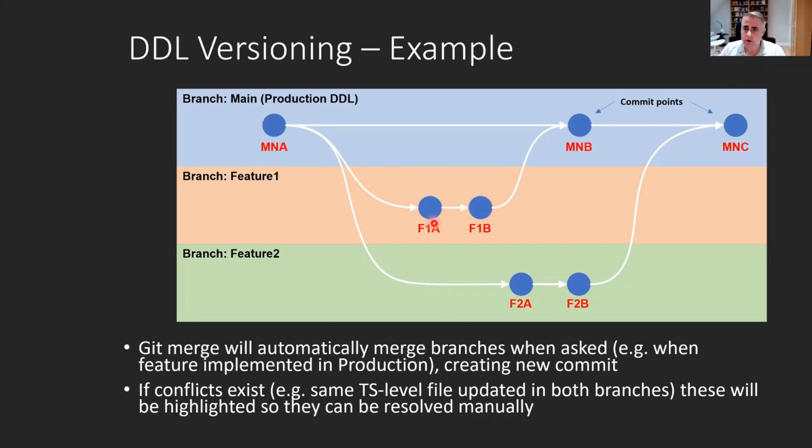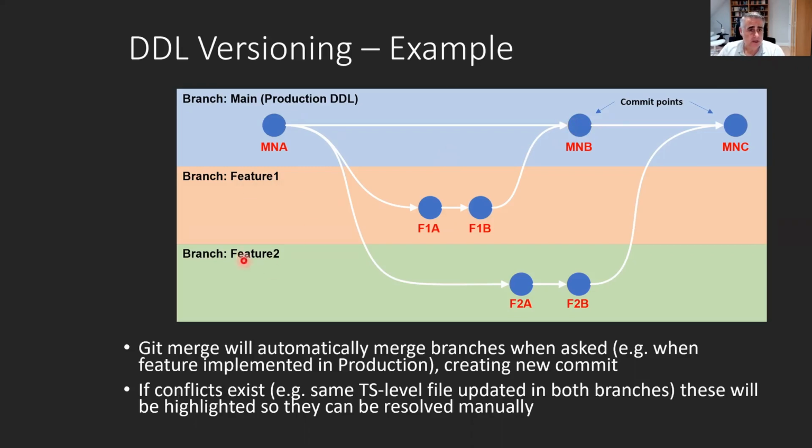So each of these blue dots here are commit points. So it's going to make a change here, which we called feature 1A, another change called feature 1B. At some point when that gets implemented in production, we can merge that set of changes back in. That becomes our new baseline in production.